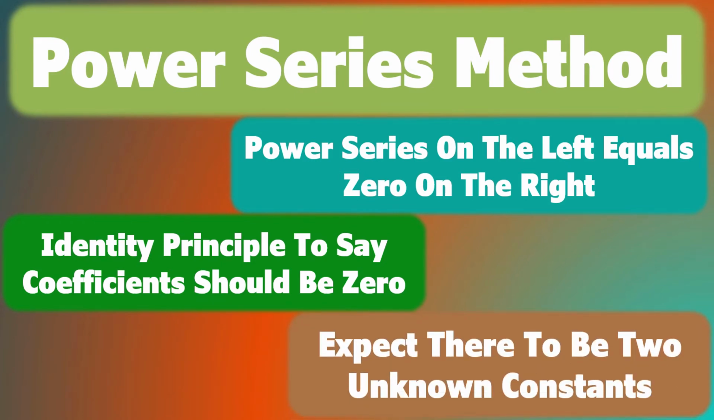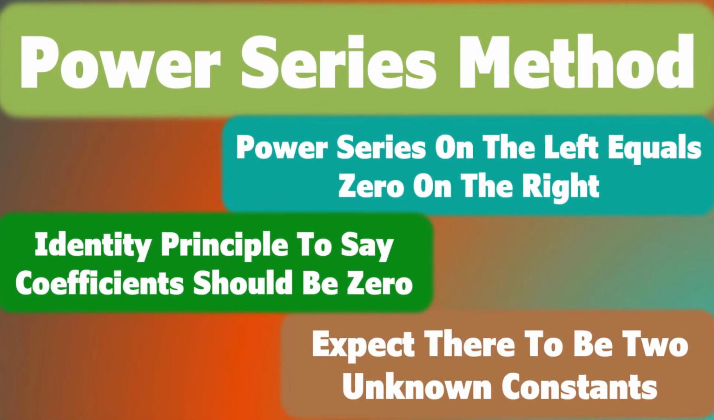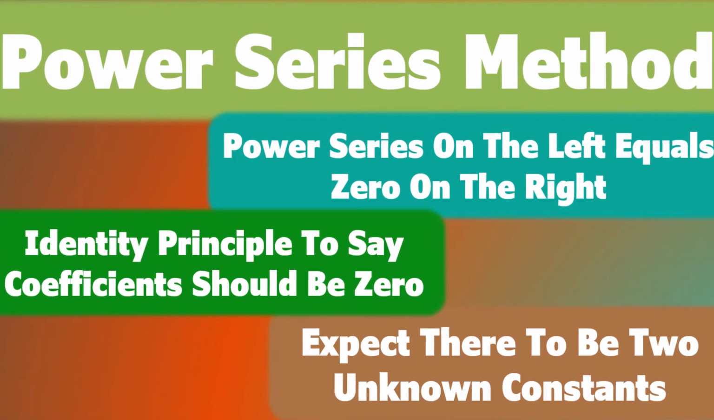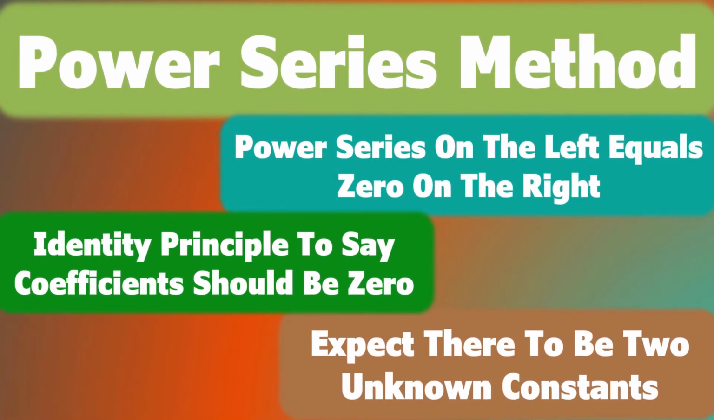Since we are dealing with a second order differential equation, we expect there to be two unknown constants in our solution, so we often find that the coefficients are found using a recurrence relation based on the first two coefficients.